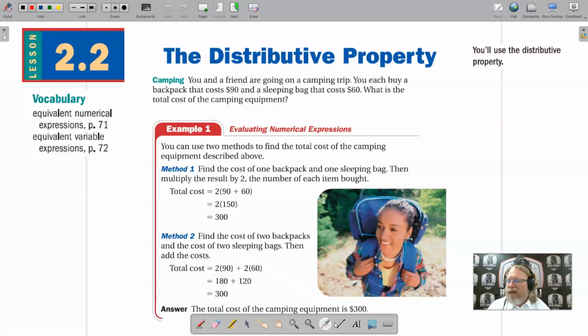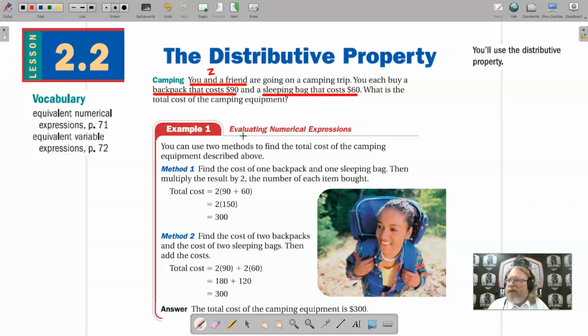So we need to identify the important information. We know that a backpack costs $90 and that a sleeping bag costs $60. And it says you and a friend, so there are two of you. So with that, we get some numbers in here. The value of 2 is going to come from here. Backpacks are 90 and sleeping bags are 60.